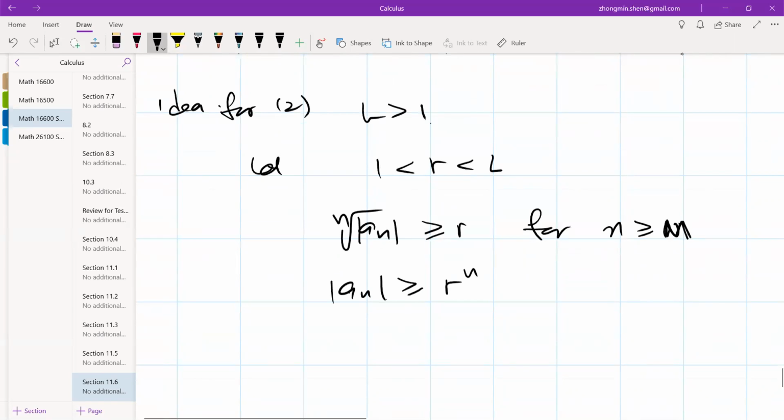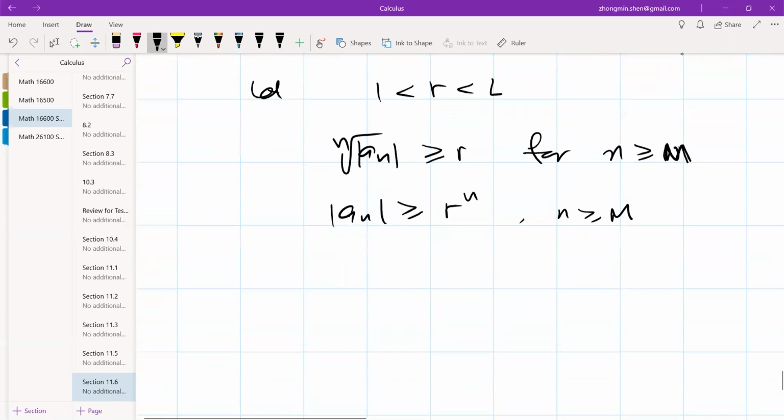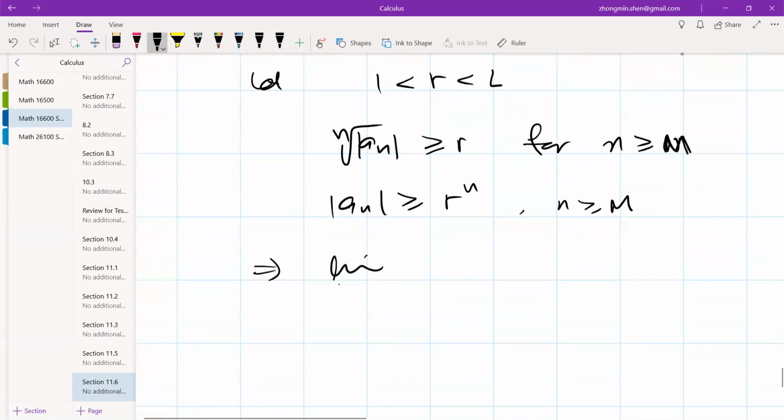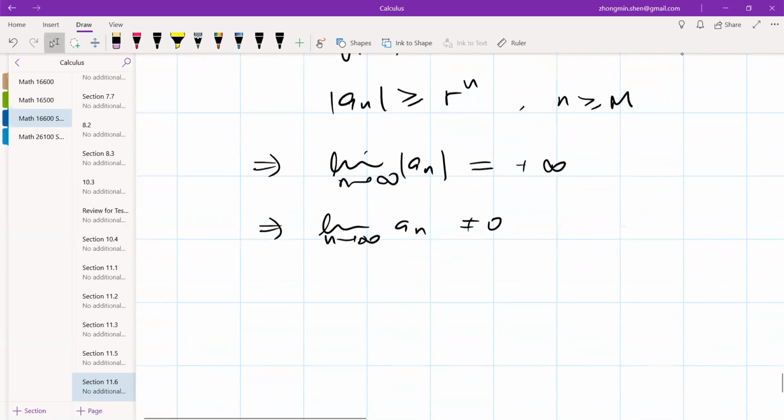Okay, so now it's much easier to see. So clearly that's for n greater than or equal to M. Now, if r is greater than 1, this implies that a_n is not going to be 0, right? Clear. That's it. All right, then by the nth term test, the series is divergent.